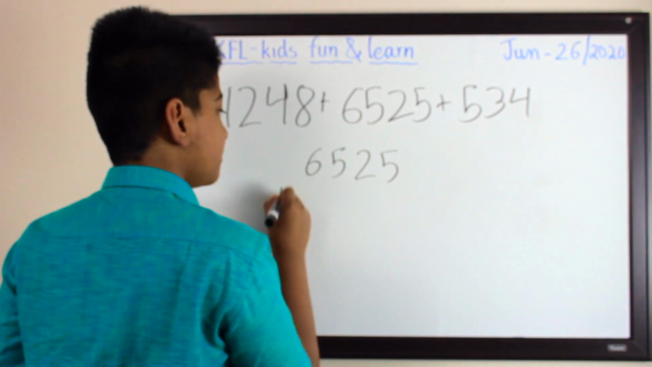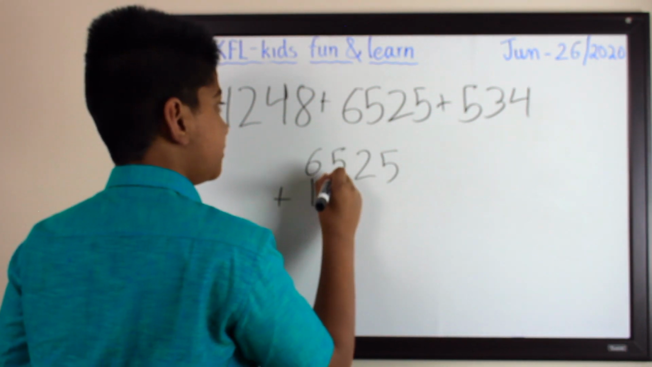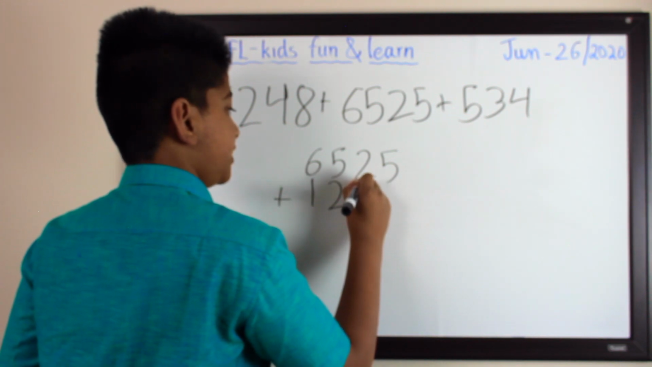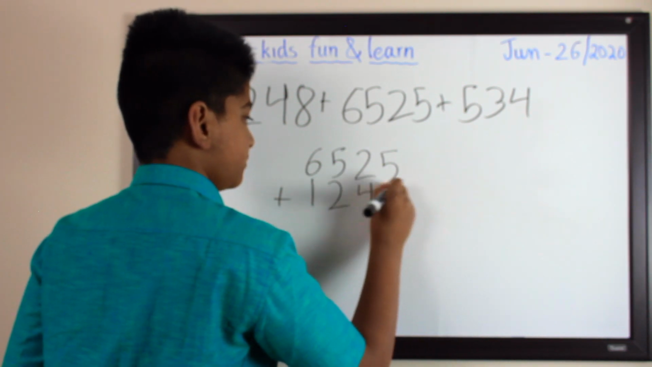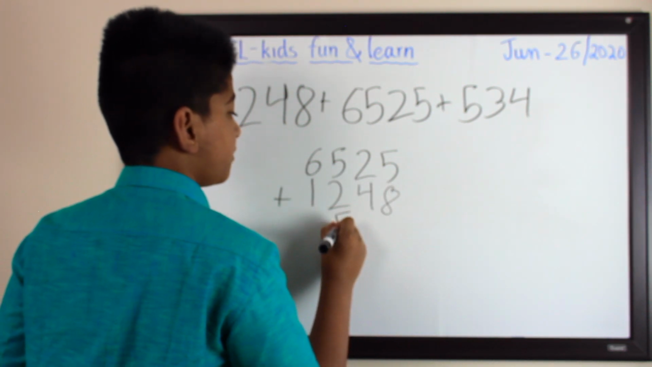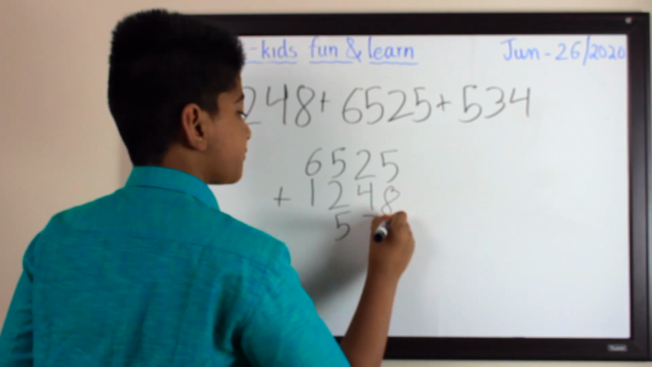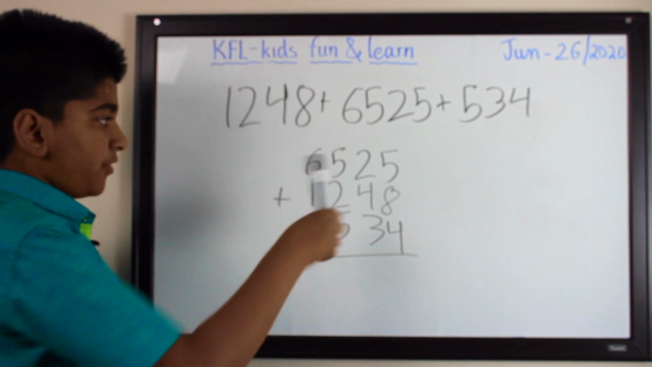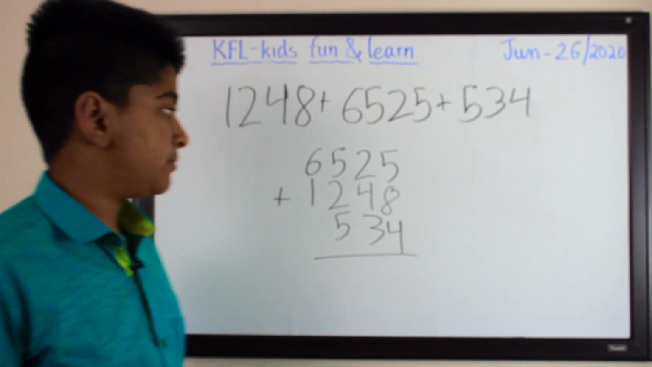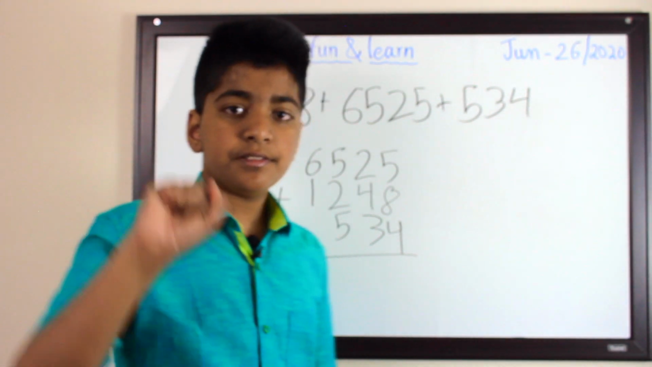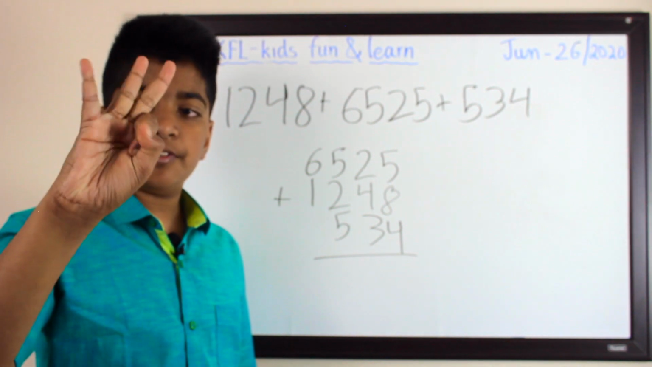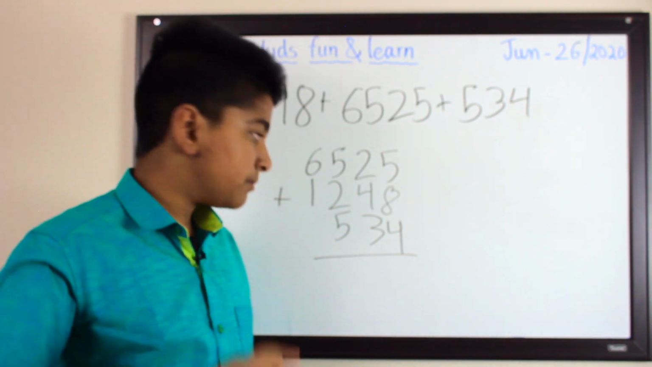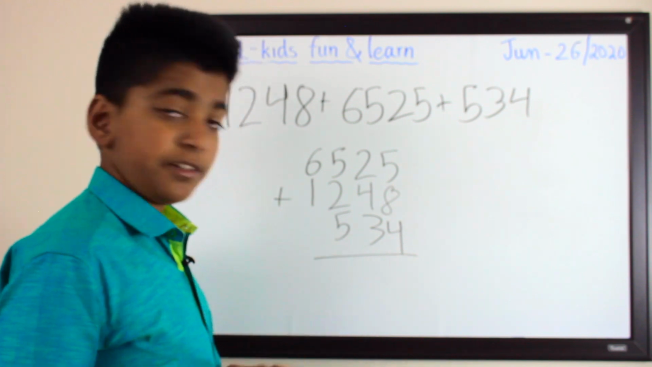6,525 plus 1,248 plus 534. Line underneath and we add. 5 plus 8, we can use our fingers. Okay, 8, 9, 10, 11, 12, 13. And 13 plus 4 is 17.